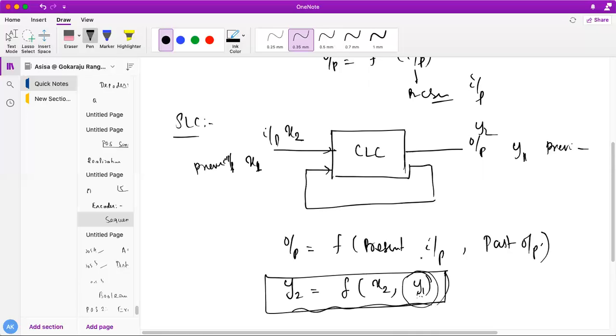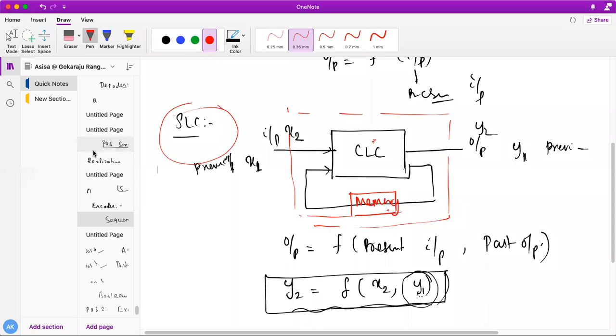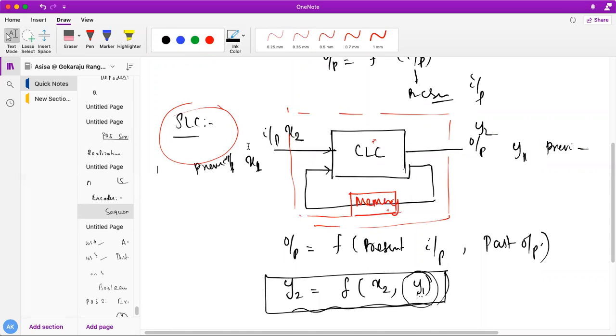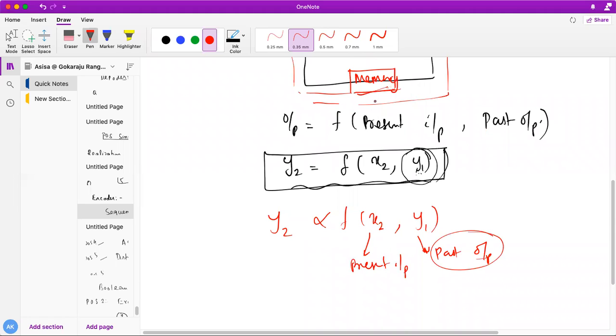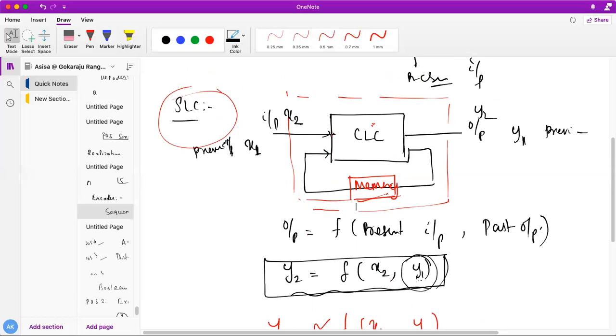In order to store this past output, it has a memory element over here, which stores the past output. Do you all understand, students? So this is your sequential logic circuit: a CLC plus a memory unit. The output of this circuit depends not only on the present input but also on the past output, which is stored in the memory element. That's why we need a feedback path from output to input.